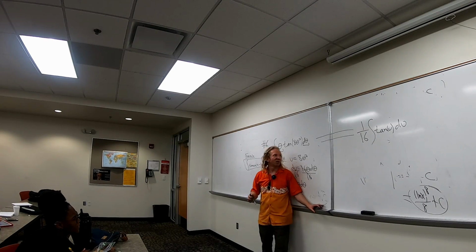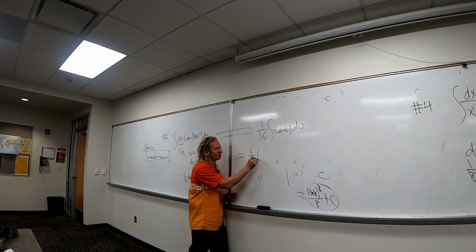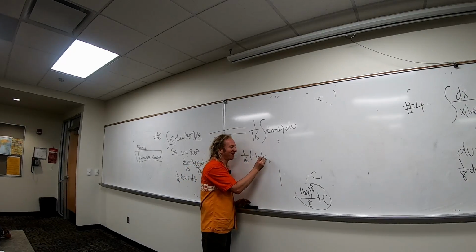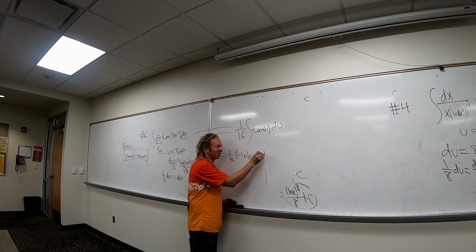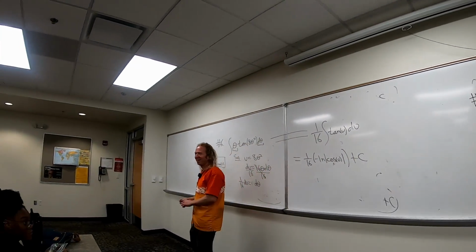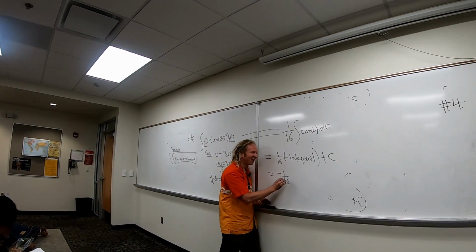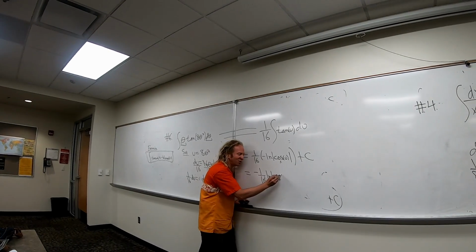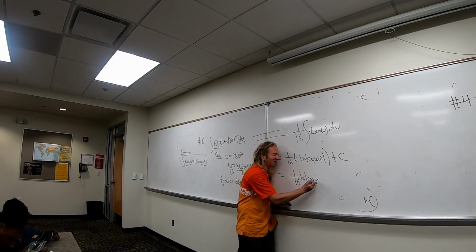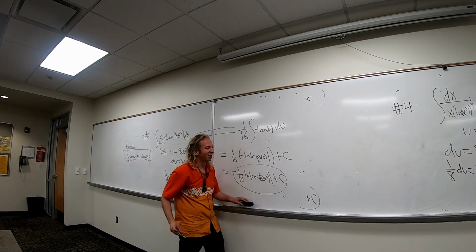It still hangs out. It's like that friend that just never goes away. No, I'm kidding. So negative ln cosine of u and then plus c. So then this is equal to negative 1/16 ln cosine, and then u was 8 theta squared. So this is 8 theta squared plus c, and that would be the final answer for that one.